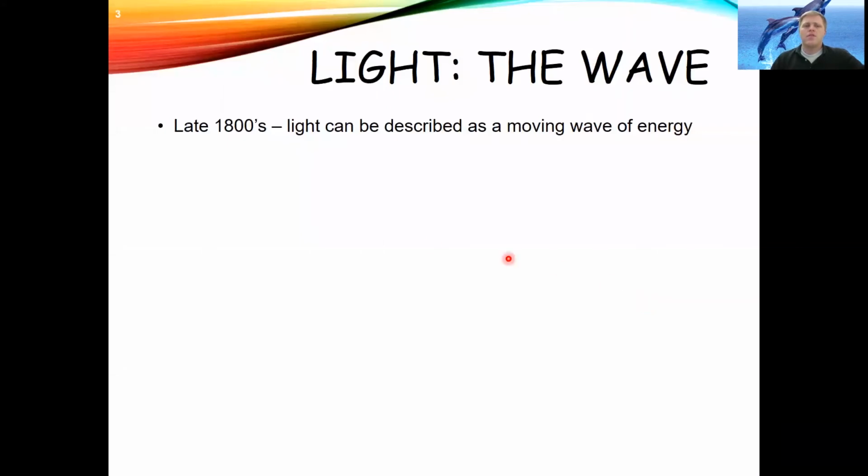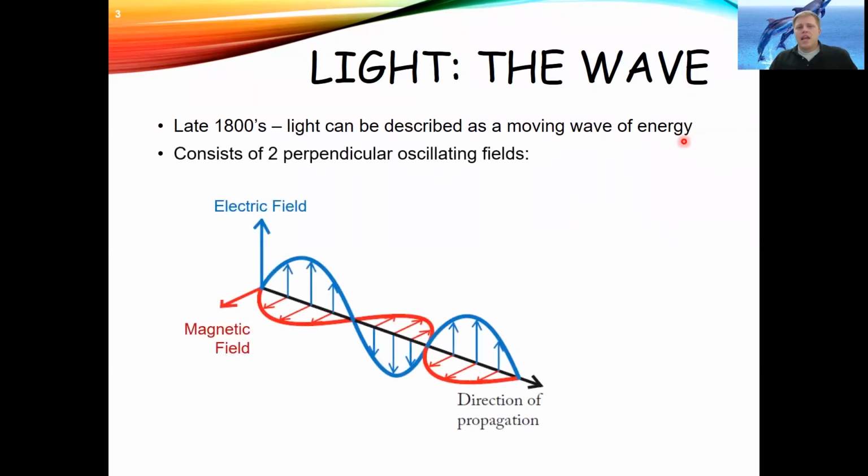Now, by the late 1800s, there were certain things that were pretty well understood about light, and specifically that it could be described as a wave. And physicists had worked out that light had two components. It had an electric component and a magnetic component. And so light moved through space like a wave with an oscillating electric field. You could think of that as oscillating up and down, and then an oscillating magnetic field that would oscillate side to side. And so you have these two waves going at the same time, propagating through space.